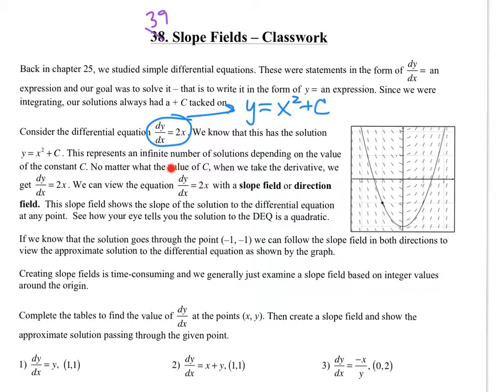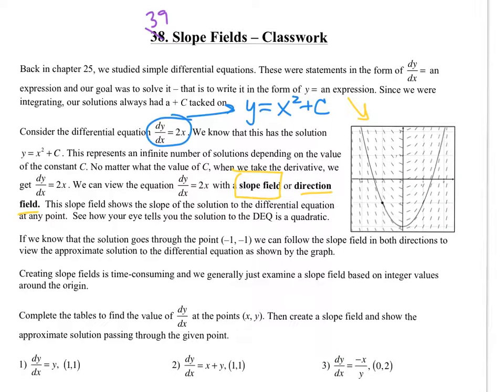So no matter what the value of c is, when we take the derivative, we are going to get dy/dx equal to 2x, and we can view the equation dy/dx equals 2x with something called a slope field or a direction field, which looks like this. The slope field shows the slope of the solution to the differential equation at any point. So at any ordered pair, it's the slope of the tangent line to that solution at that point.